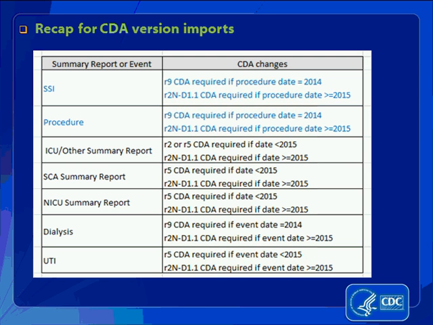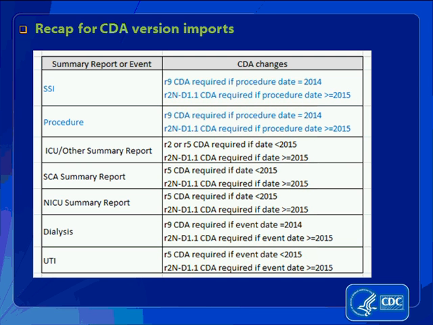Again, for the summary reports for ICU and other, you can still use the R2s or R5s if the summary month is less than 2015, but starting with 2015, you'll need to move all the summary reports that you see on the screen, ICU, Other, SCOT, and NICU, to the new R2D1.1.